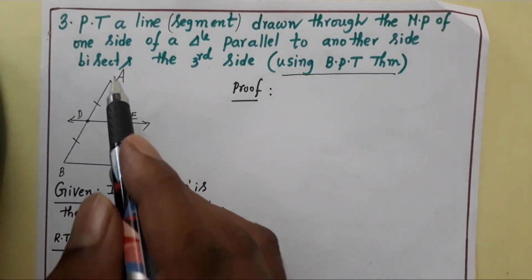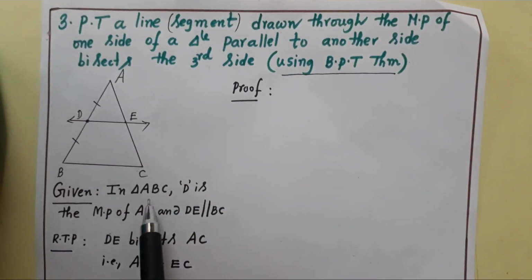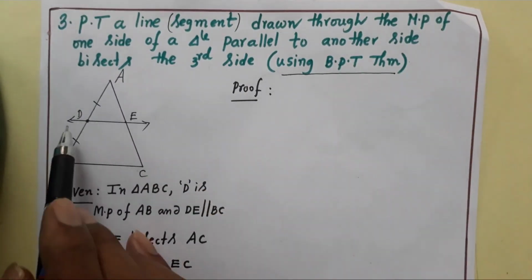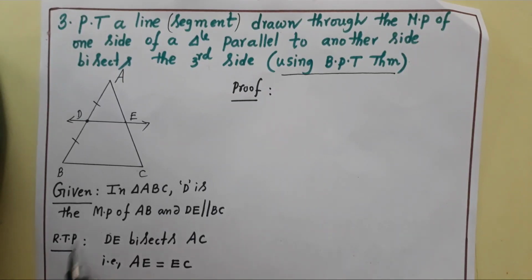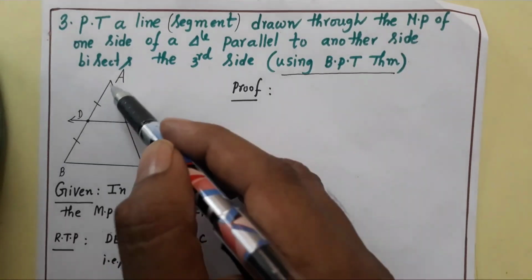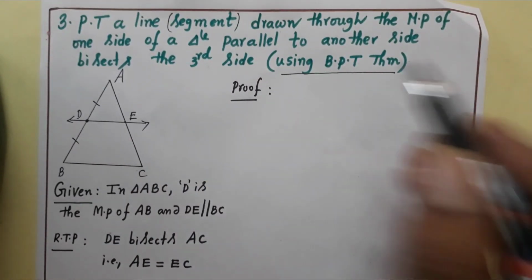You see children, take a triangle ABC. What is given? In triangle ABC, D is the midpoint of AB. That means AD is equal to DB. And also DE is parallel to BC, given. What you have to prove? This DE bisects AC. That means AE is equal to EC, you have to prove. Let us see the proof.